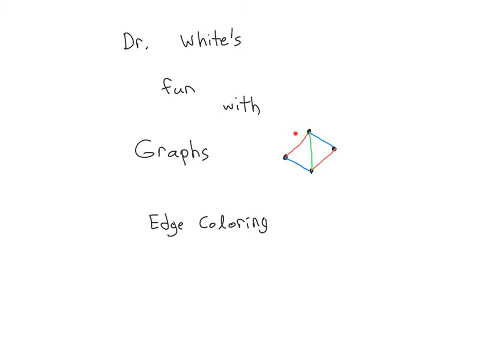So for instance, these two have a vertex in common, so they are different colors, red and blue. This edge is incident to a red edge and a blue edge, so it has to get color green. And we're going to discuss the minimum number of colors needed to edge color a graph.